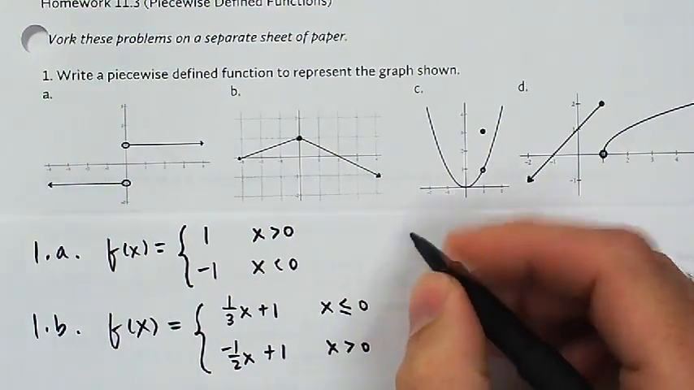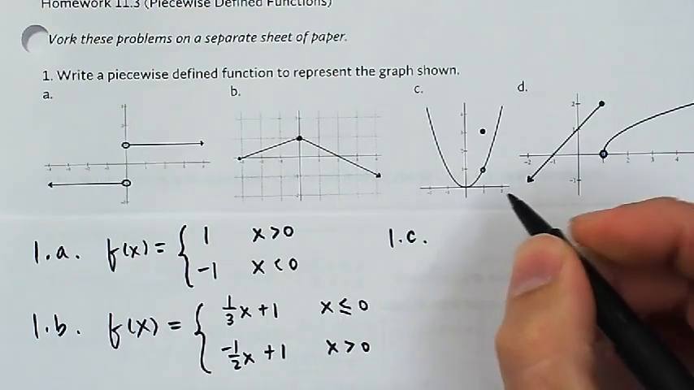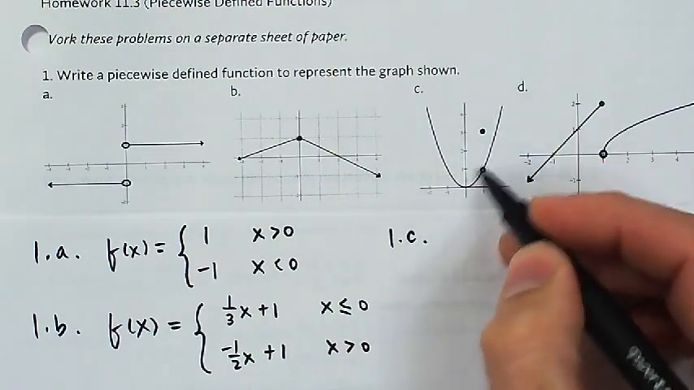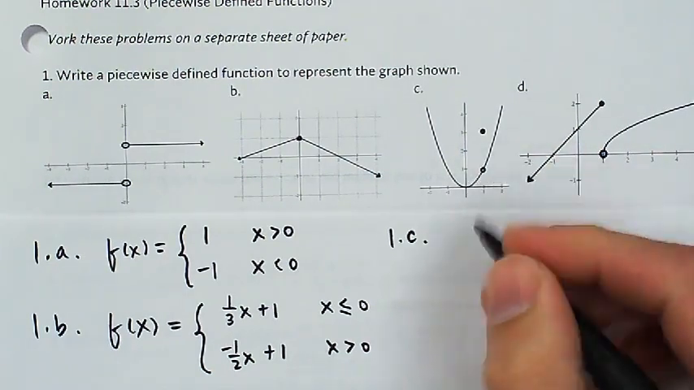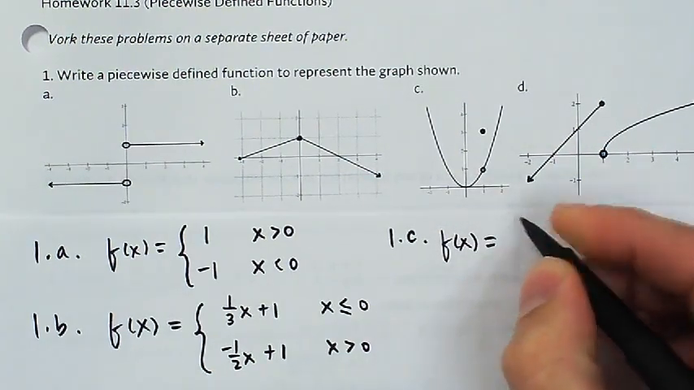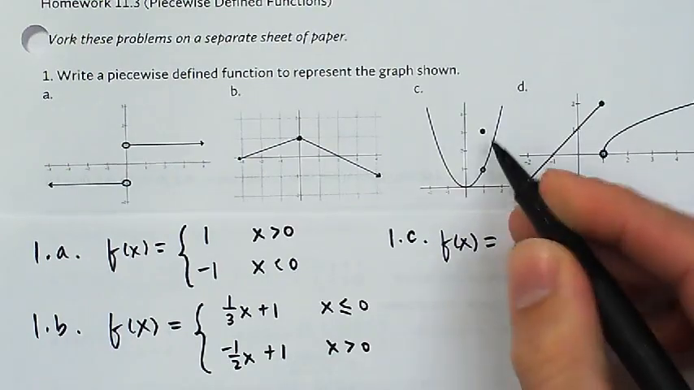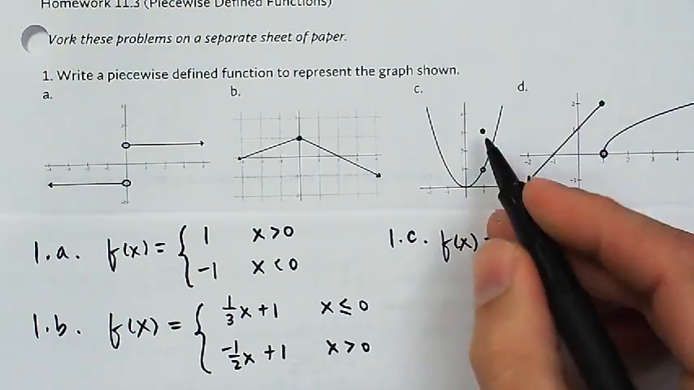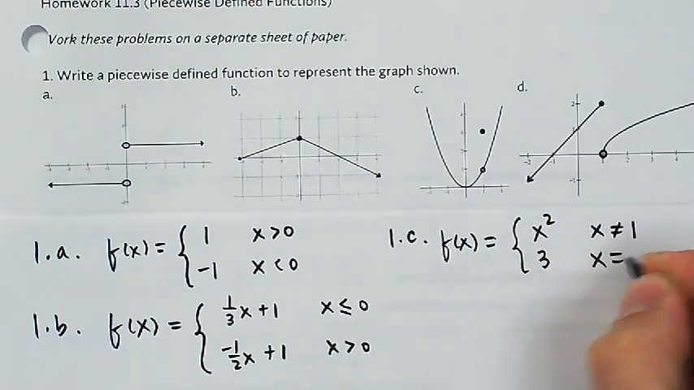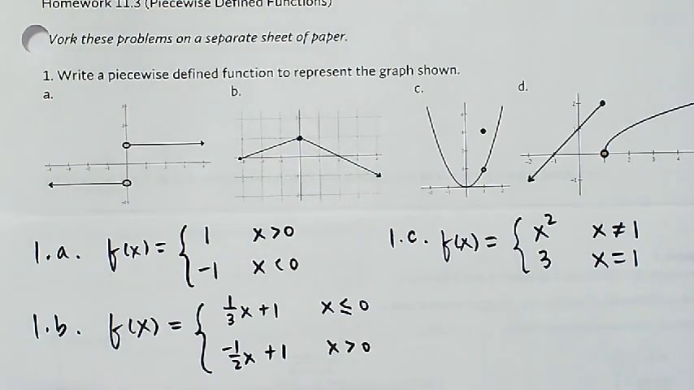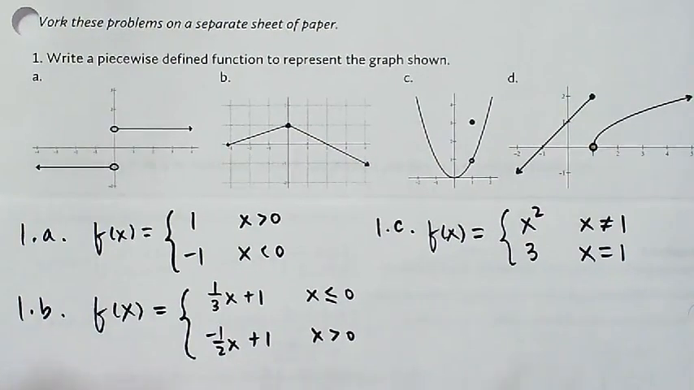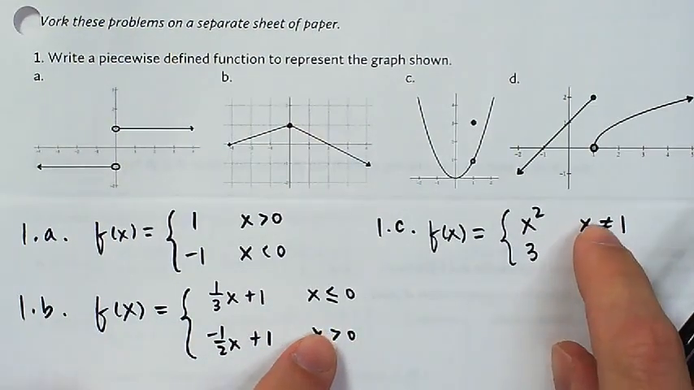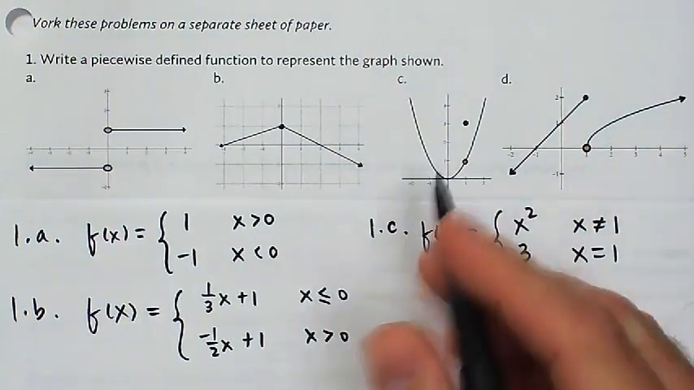For C, this looks like a standard parabola, 2, 4, 1, 1, 0, 0. So I'm thinking y equals x squared always, except for at x equals 1. So this is x squared when x is not 1. And then it's equal to 3 when x is equal to 1. Okay, so that's the type of thing that we need to know about as well, that we might have a piecewise defined function where we're defining it on intervals, but we could also have everything except for one point and then replacing it elsewhere.